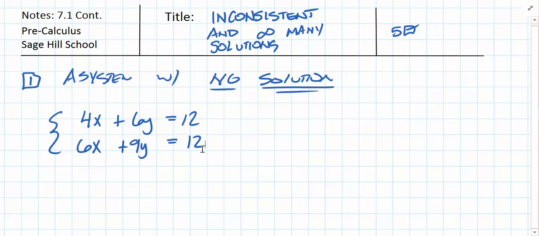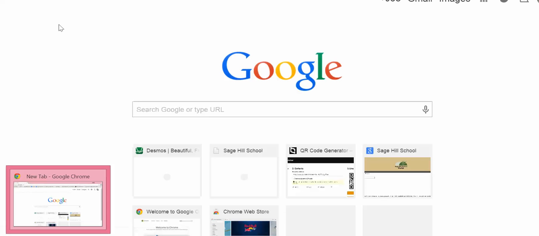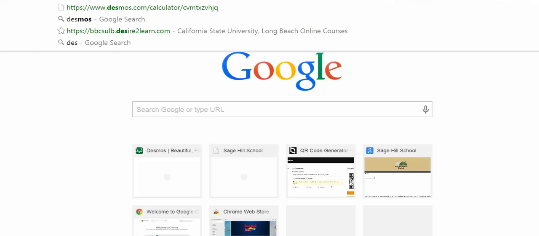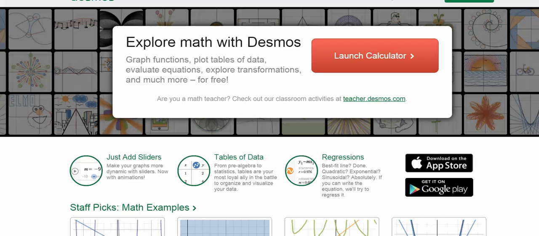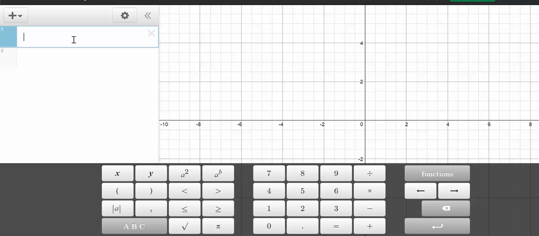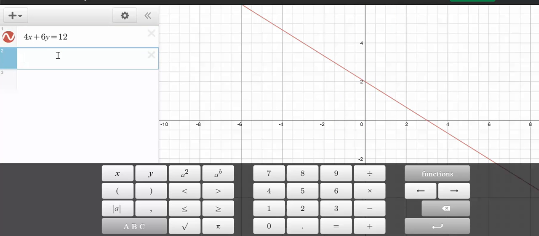Let's just use Desmos. I guess it's a little bit faster for us. Okay, so let's go to Desmos. There we go. Let's plug these in. So I had 4x plus 6y, and that was worth 12. And then the other one that we had was 6x plus 9y, and that was also worth 12.